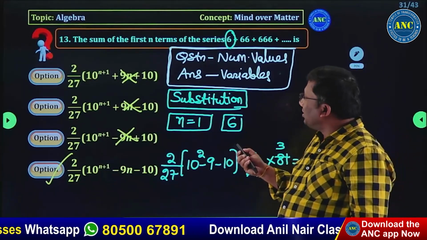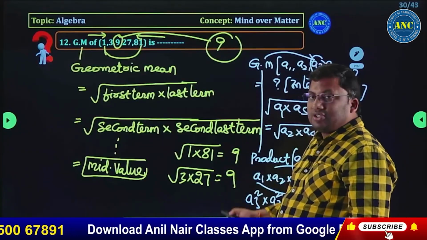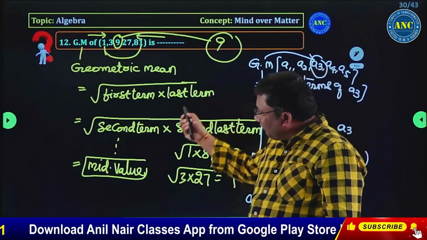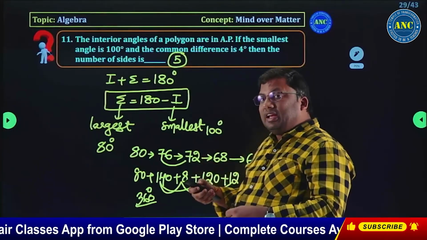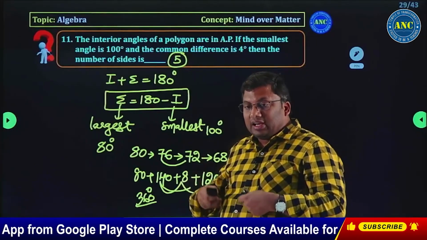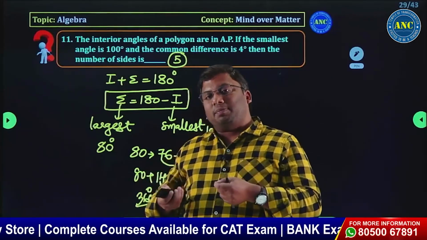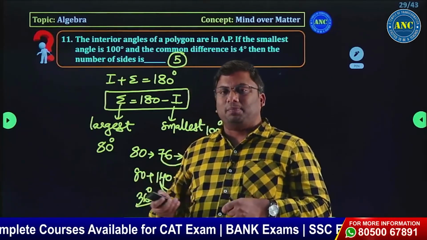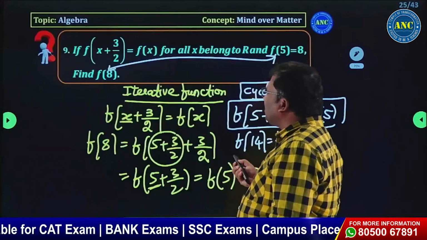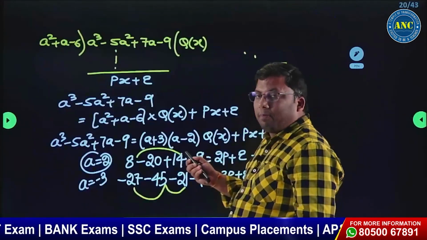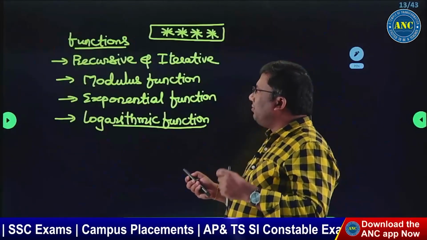Question contains numerical values, answer contains variables. Geometric mean, the definition of geometric mean, it is the mid value. Interior plus exterior is 180, sum of exterior is 360. Interior angles in AP, exterior also will be in AP. Convex polygon, every interior angle is less than 180 degrees. 20 problems we discussed. Each and every question is extremely important.